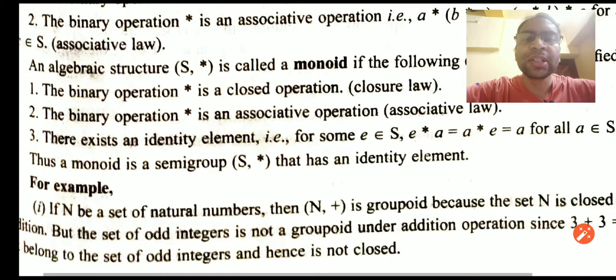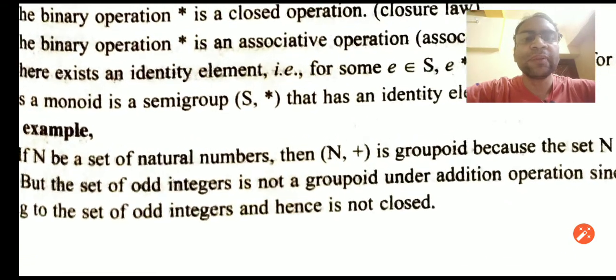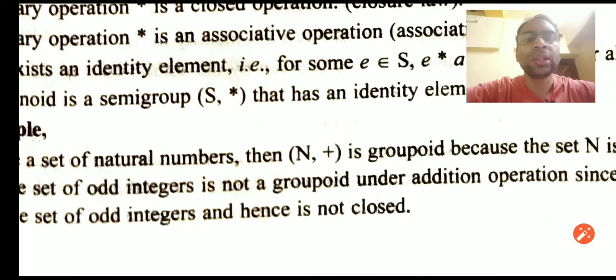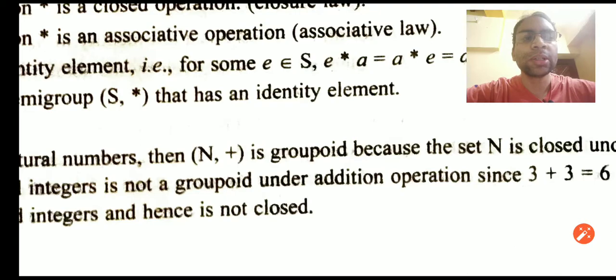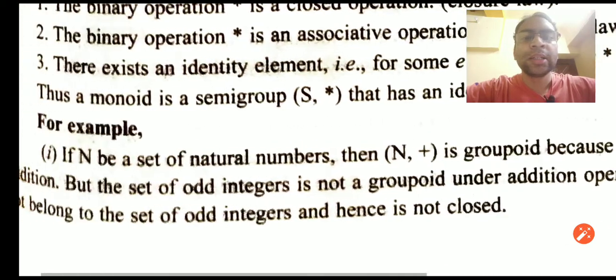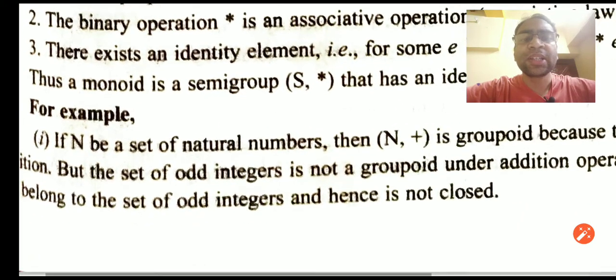Let's see some examples also. If N is the set of natural numbers, then N with the plus operation is a groupoid, as I have already told you. With the plus operation, the set of natural numbers is a groupoid, and that is closed under addition. But let's see what is not a groupoid.